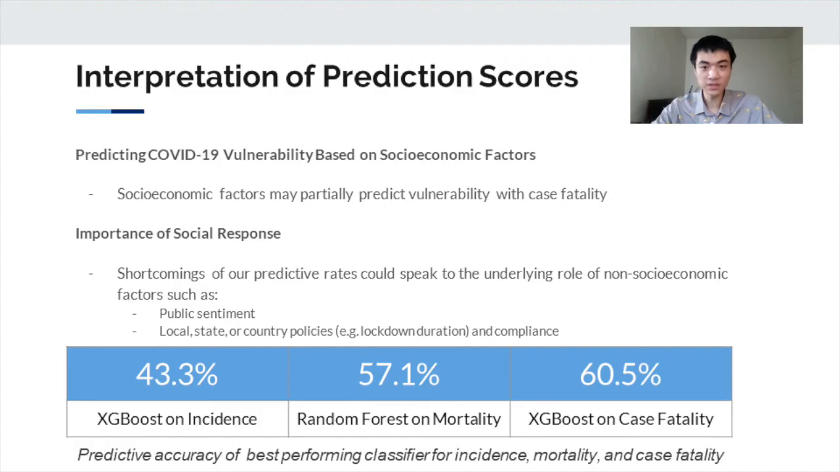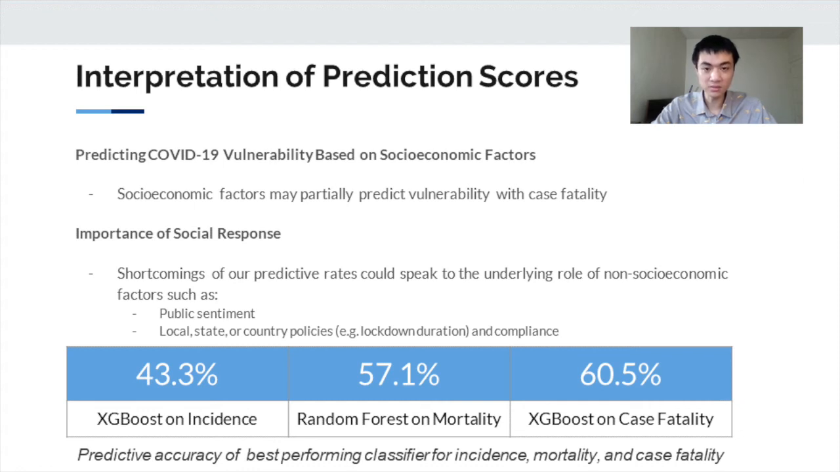One of the main results that we generated was the performance of various classification algorithms on our dataset. Essentially, we were predicting COVID-19 vulnerability based on socioeconomic factors. As we can see in the summary table below, depending on the target, our best accuracy ranged from about 43% to about 60%. The performance of the XGBoost classifier on case fatality had an accuracy of 60.5% and seems to support the conclusion that socioeconomic features may at least partially predict case fatality. Just as a reminder, case fatality is defined as the total number of deaths over the total number of cases.